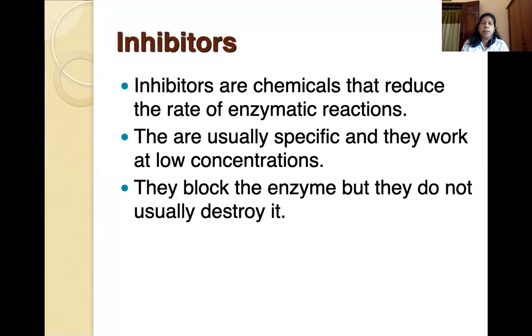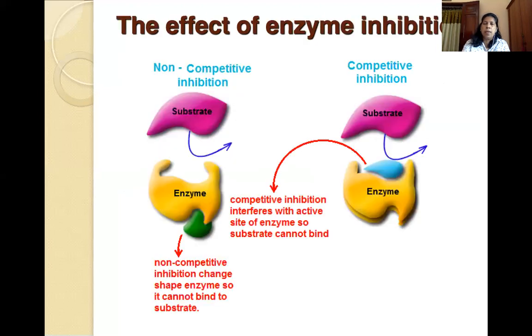Now, inhibitors are chemicals that reduce the rate of enzymatic reaction. Let's see how inhibitors reduce the rate of the chemical reaction. They are usually specific and work at low concentration. They block the enzymes, but they do not usually destroy them. There are two types of inhibitors: non-competitive inhibition and competitive inhibition.